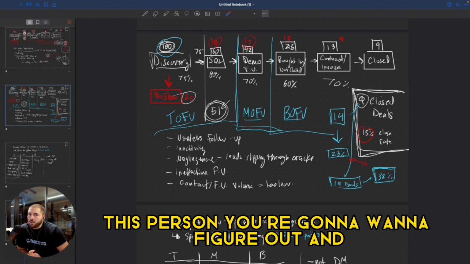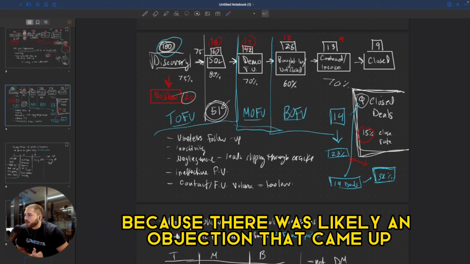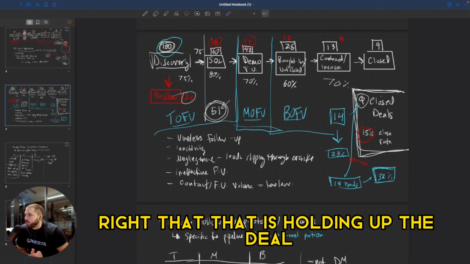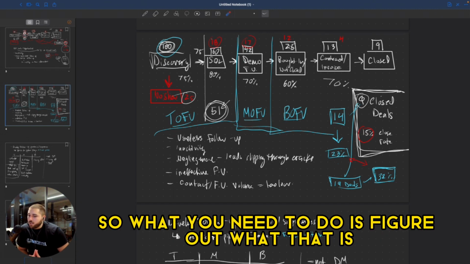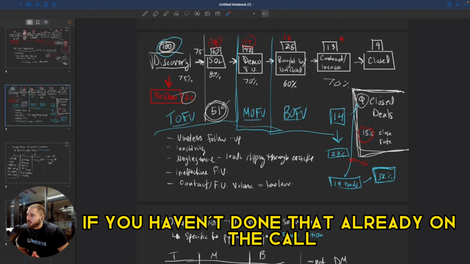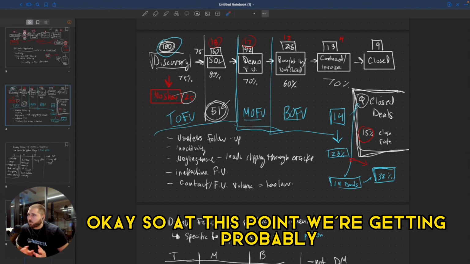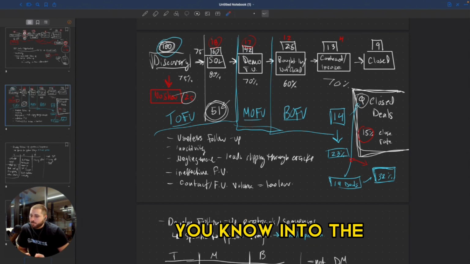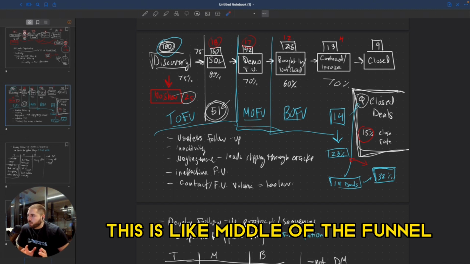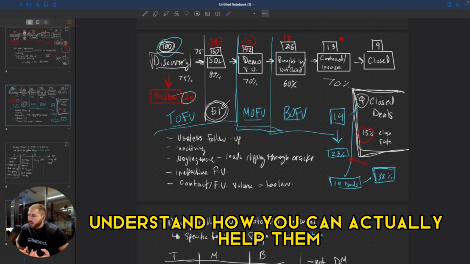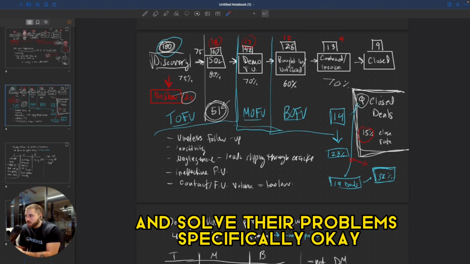This one's a little bit different because there was likely an objection that came up that is holding up the deal. So what you need to do is figure out what that is if you haven't done that already on the call. At this point, we're getting into the later stages. This is middle of the funnel, getting them to understand how you can actually help them and solve their problem specifically.